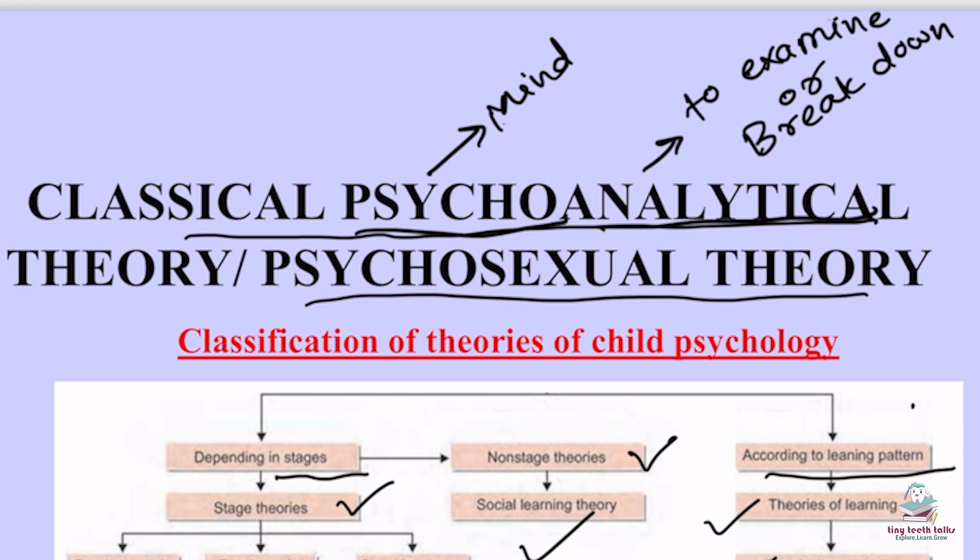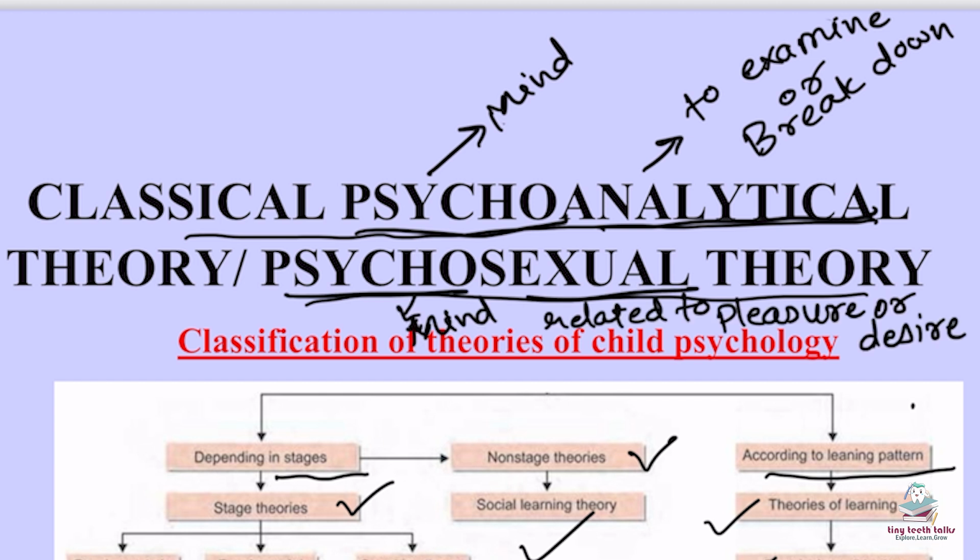And psychosexual, again psycho means mind and sexual means related to pleasure or desire. So Freud believed that as children grow, their pleasure-seeking energy, which is known as libido, focuses on different parts of the body at different ages. So psychosexual theory means a theory about how the mind develops through stages of pleasure and desire.